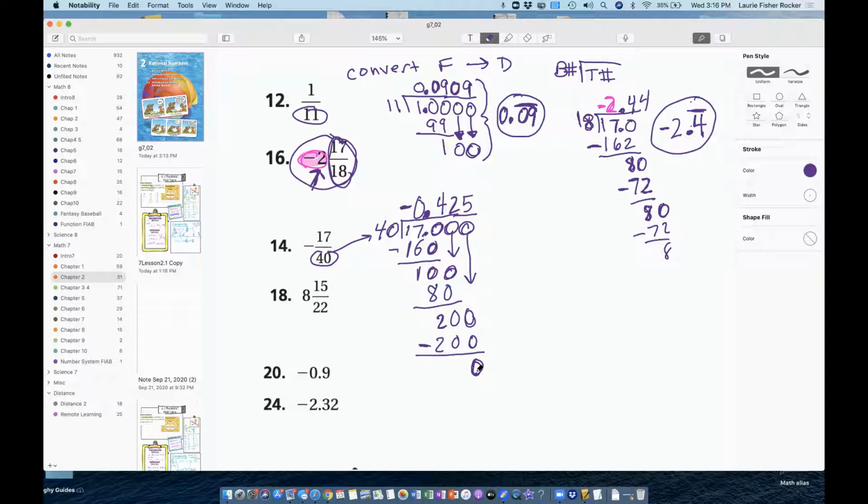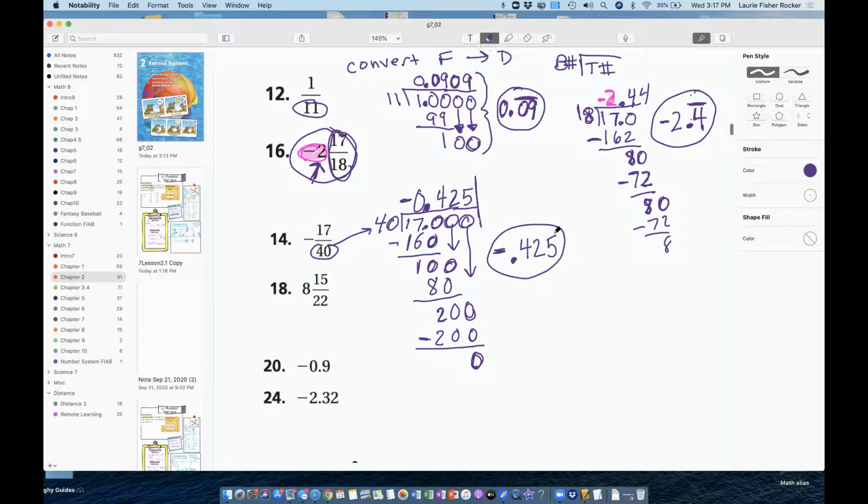So because I end up with a 0 remainder, that means that we're done. So this is a terminating decimal. We don't have the repeating bar. This is a terminating decimal. So we just say it's negative, and like I said, I don't always put the leading 0, so negative 0.425, circle that, and we're good.